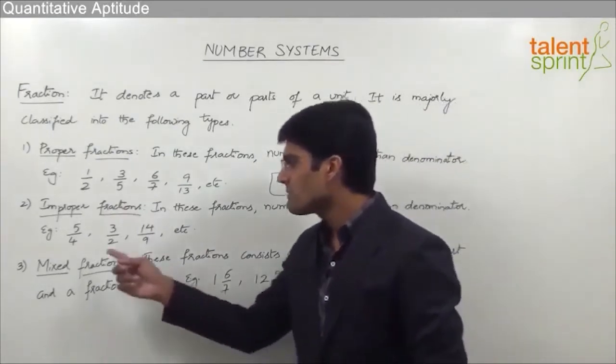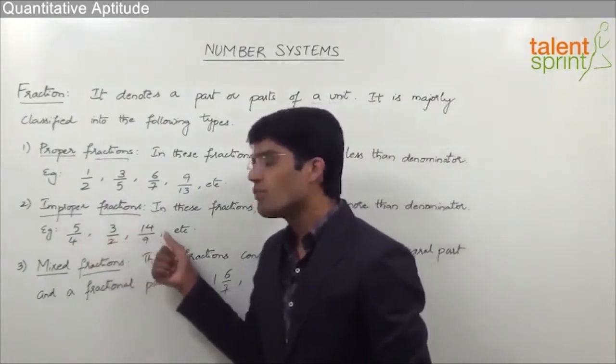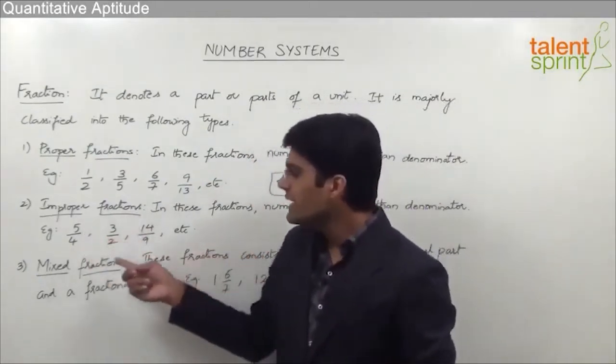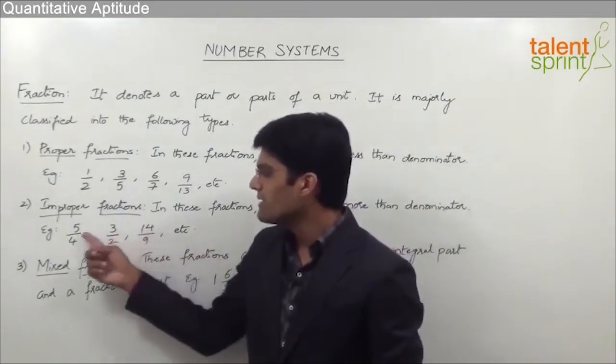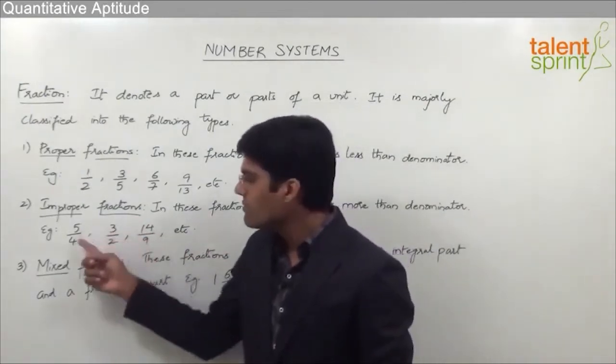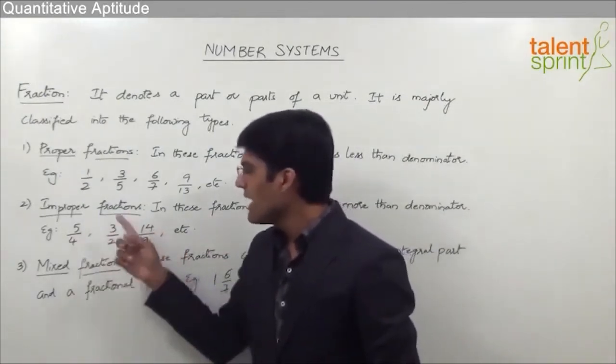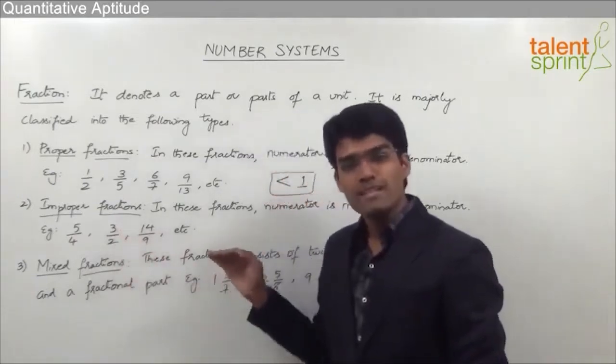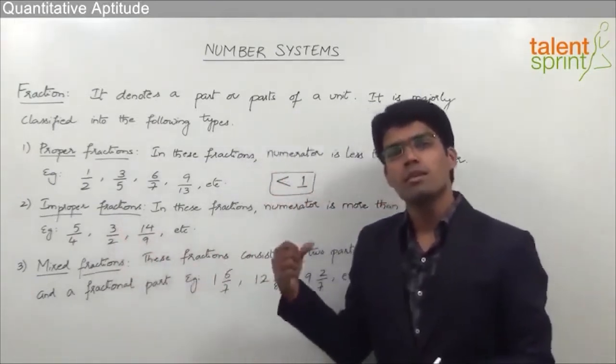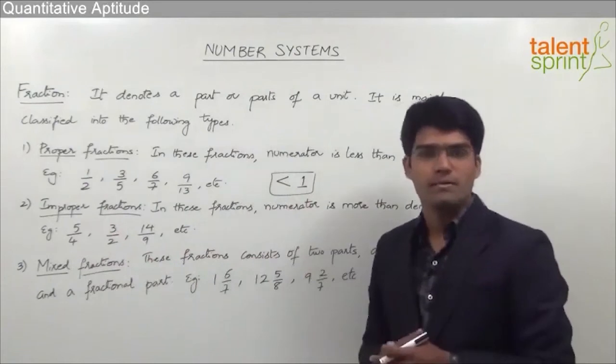Now some examples here are 5 by 4, 3 by 2, 14 by 9, etc. So as you can see, in each of these fractions, the numerator is more than the denominator. 5 is more than 4, 14 is more than 9, 3 is more than 2. So all such fractions where the numerator is more than the denominator are called improper fractions.